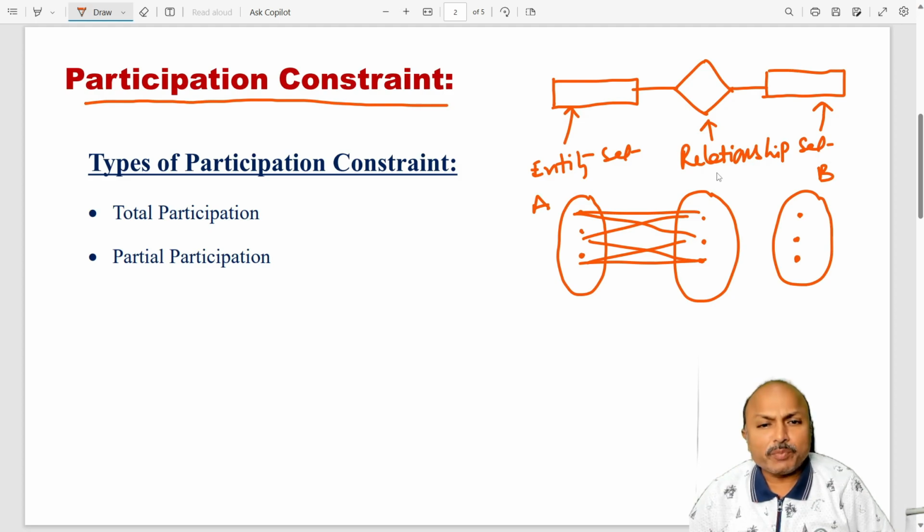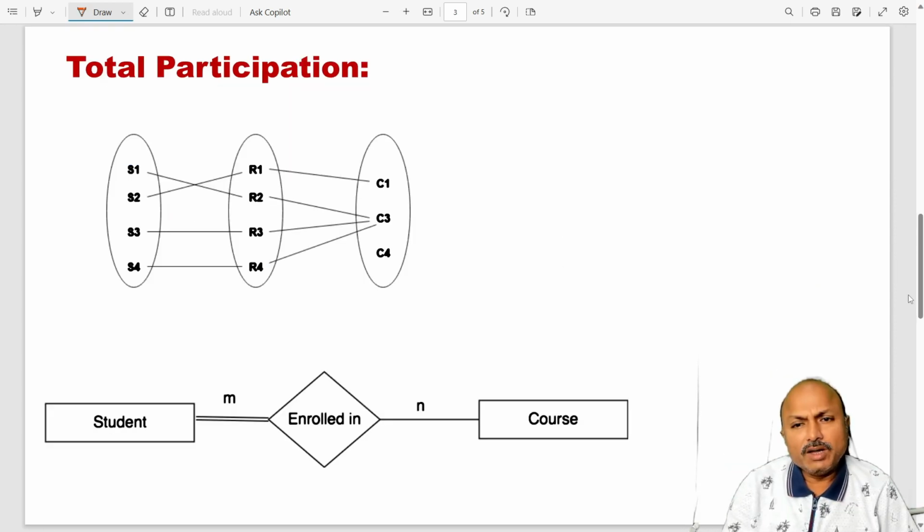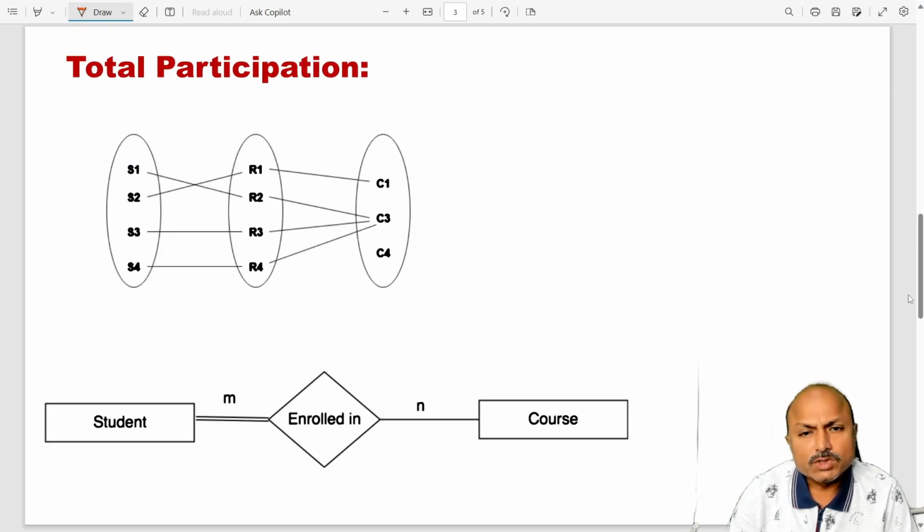One is total participation. That means all the entities participate. Another one is partial participation. Some of the entities may not participate. For this, we are going to understand with some examples. Now we are going to discuss total participation.